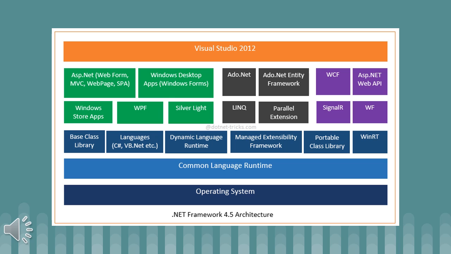Understanding .NET Framework 4.5 Architecture. .NET Framework is an integrated component of Windows operating system that supports development and execution of next-generation applications, Windows Store apps and services. .NET Framework 4.5 at its core consists of Common Language Runtime, CLR, Dynamic Language Runtime, DLR, Base Class Library, BCL, Portable Class Library, Parallel Extension and WinRT.